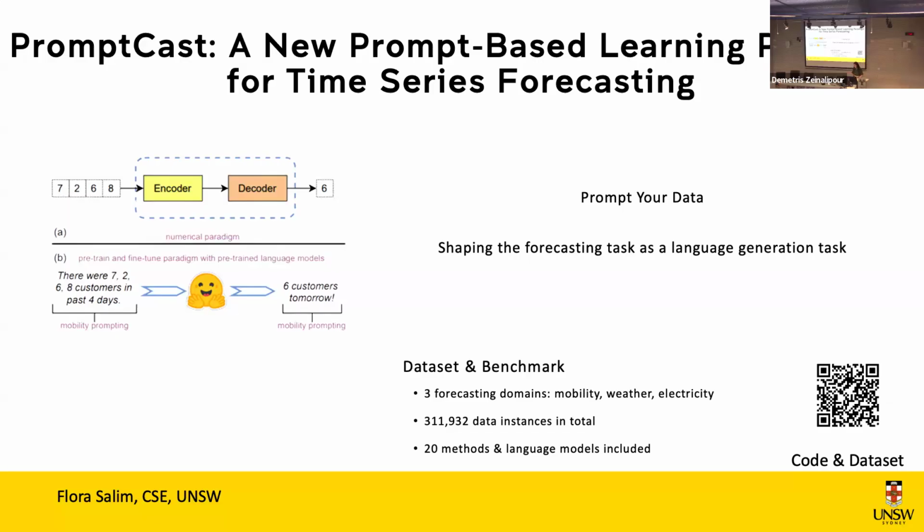Because Promcast is a dataset and benchmark, covering three domains: mobility, weather, and electricity. Hundreds of thousands of data instances there. We give you the data that's already in prompt format, especially for the SafeGraph one. And we also include 20 methods.